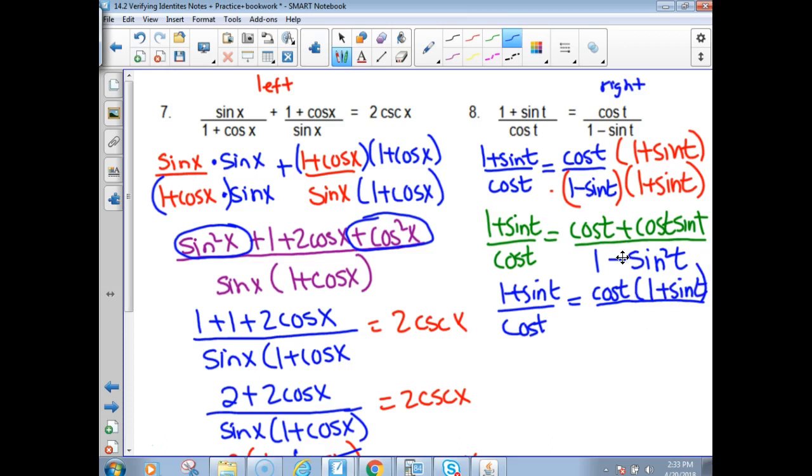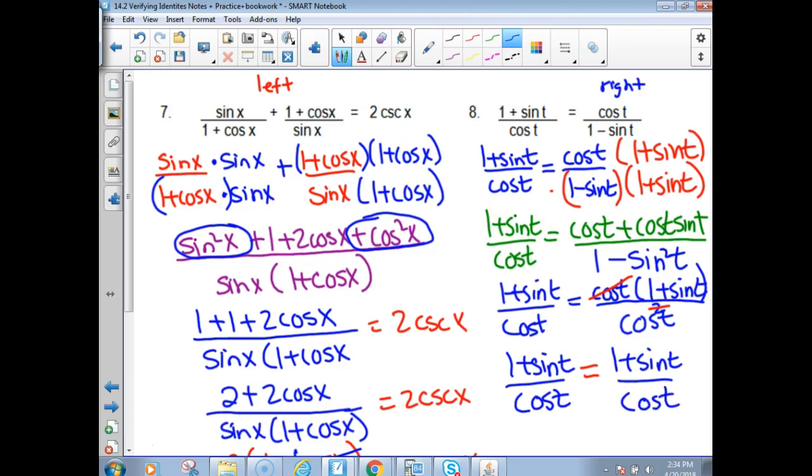What's our goal? We want this to be cosine t, so what can I trade 1 minus sine squared for? Cosine squared t. All right, so now I'm ready to finish off the problem. All I have to do is show that I can cancel out the cosine on the top with one of the cosines on the bottom, and the left side now equals the right side. Done.